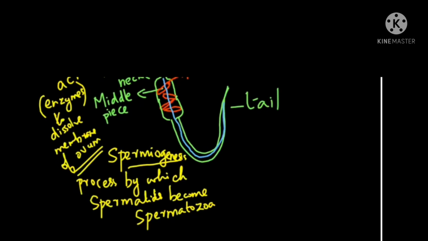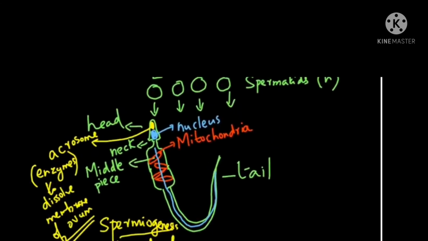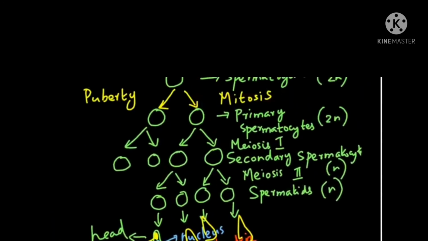So here I have drawn only one sperm, but you know there are four spermatids. So each of the spermatids will become sperm. Like this itself, it will become sperm. 1, 2, 3, 4. So as you see, 4 sperms can be produced from one primary spermatocyte. This is what you have to remember. So this is the process called spermatogenesis.